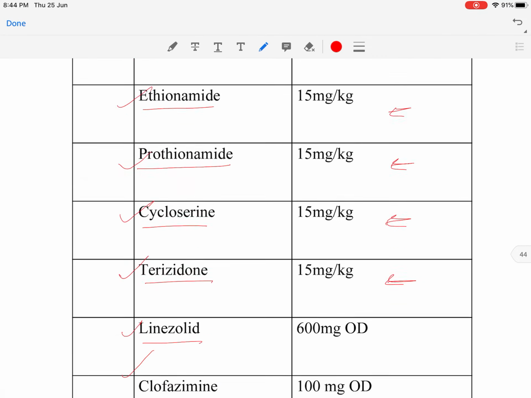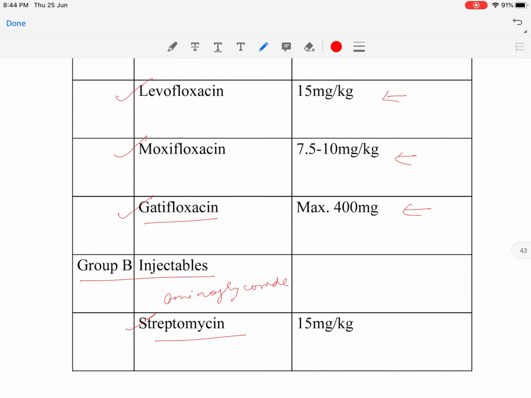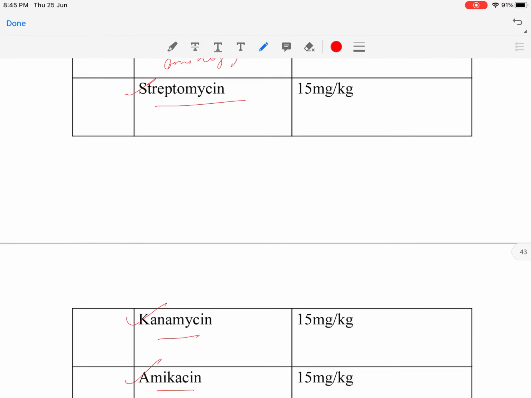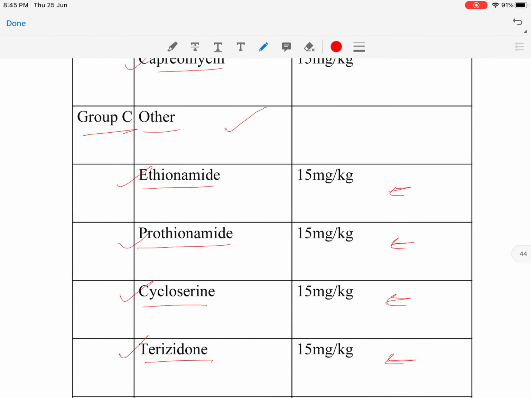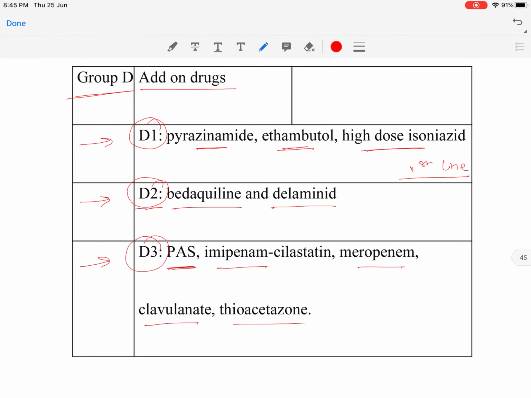So we have discussed 4 groups. First is the fluoroquinolone. Second is the injectable aminoglycoside. Third is the other drugs. And then we have group D, which is the combination of these drugs. Now these are all the drugs that are available in case of second line drug management.